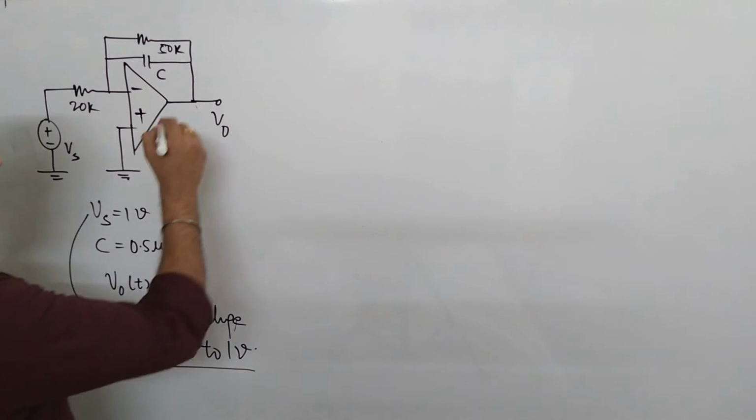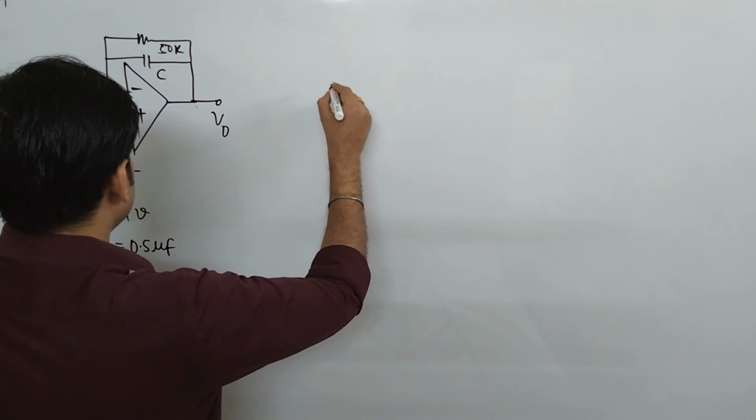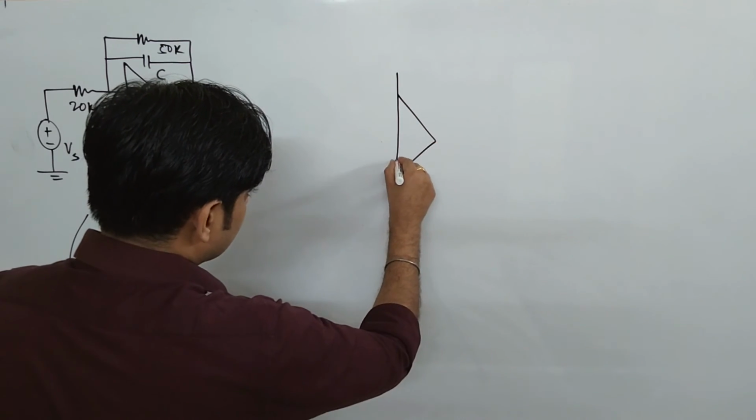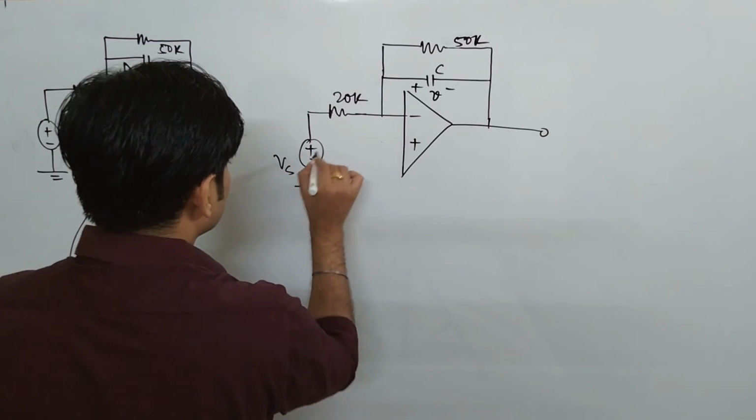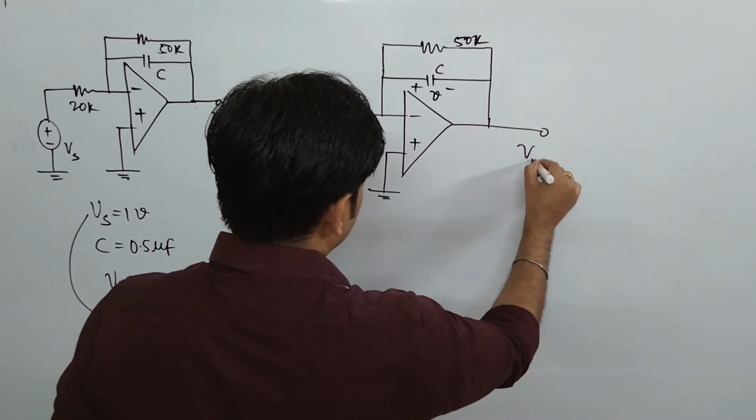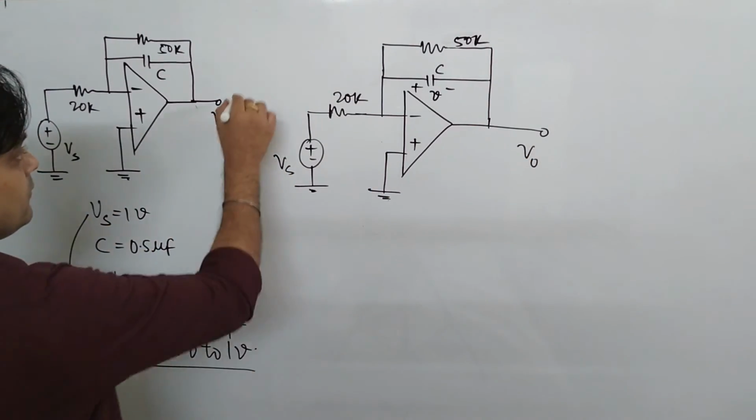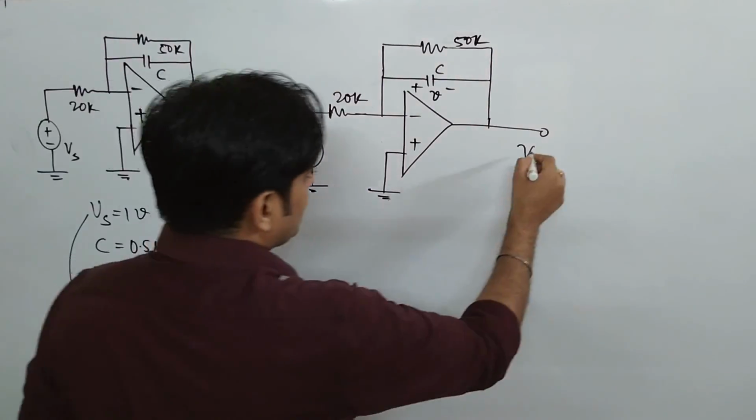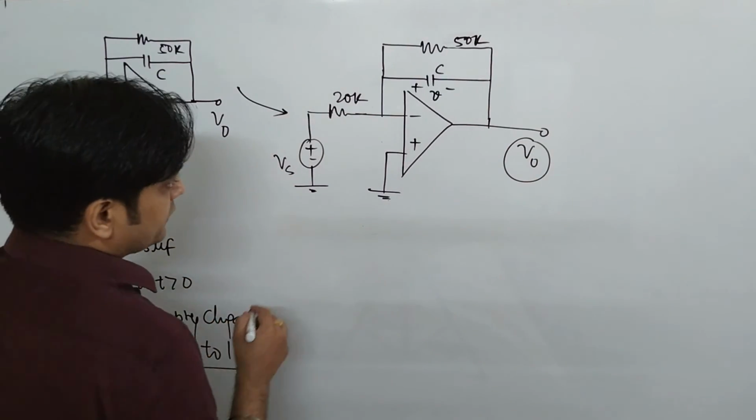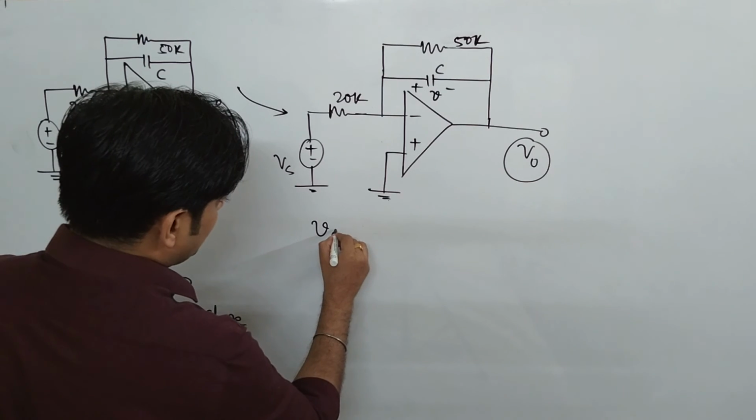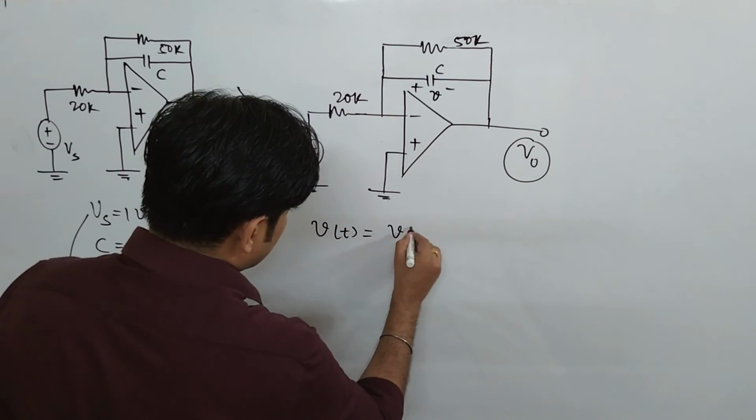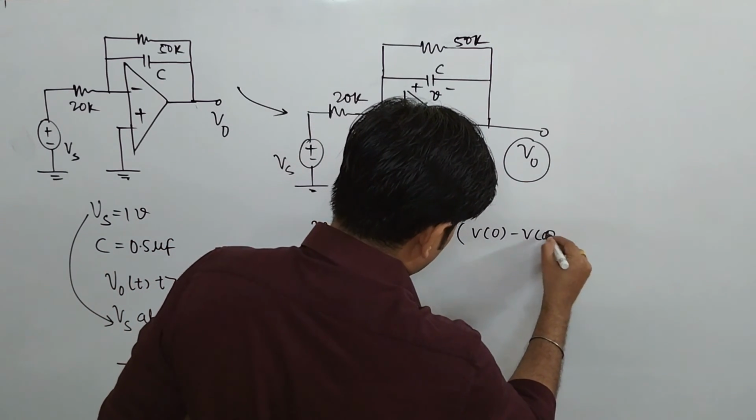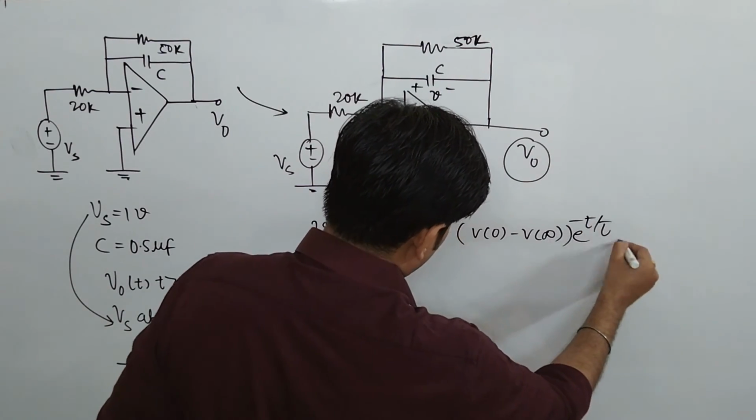Again, very important thing, basically you have to understand this network properly. If I redraw this circuit, please see, the voltage across C is Vt. But you have to find the output voltage of this operational amplifier. So from here you can say that first the value of Vt is V infinite plus (V0 minus V infinite) e to the power minus t by tau.